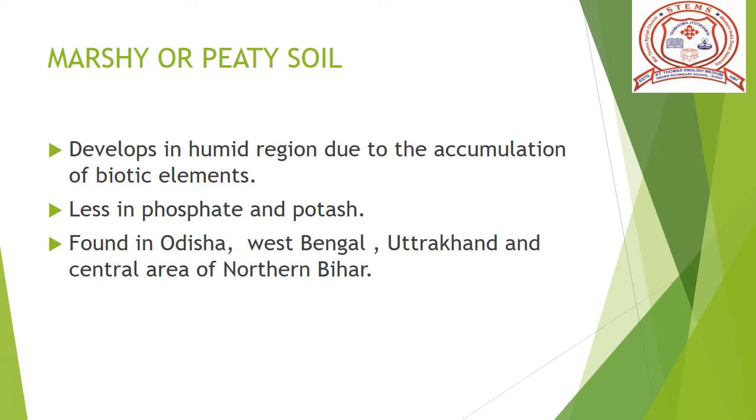district of Uttarakhand. So marshy soil develops in humid regions due to the accumulation of biotic elements. It contains less phosphate and potash. It is found in Orissa, West Bengal, Uttarakhand and central area of northern Bihar.